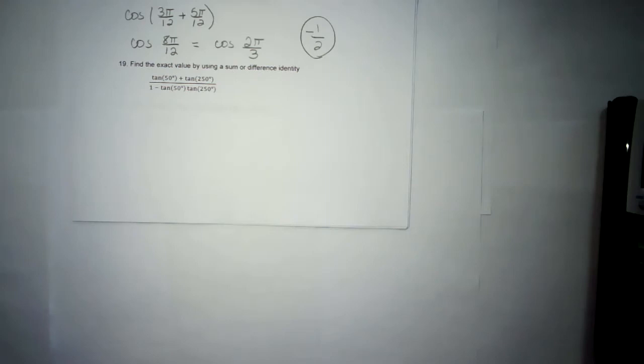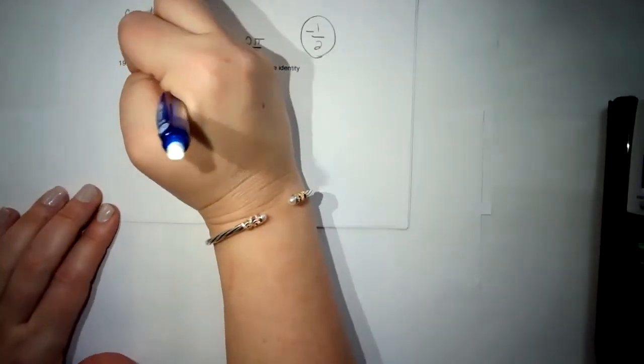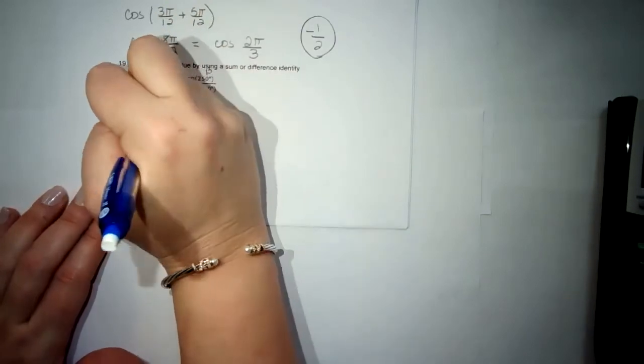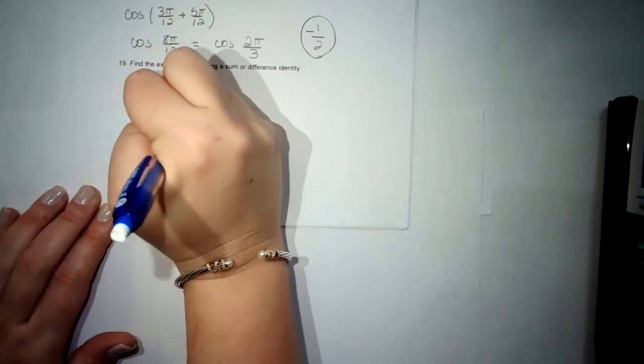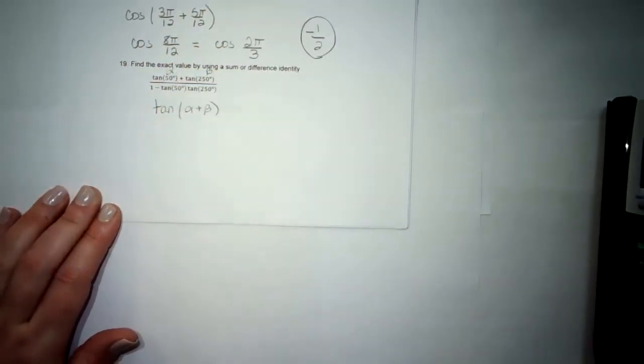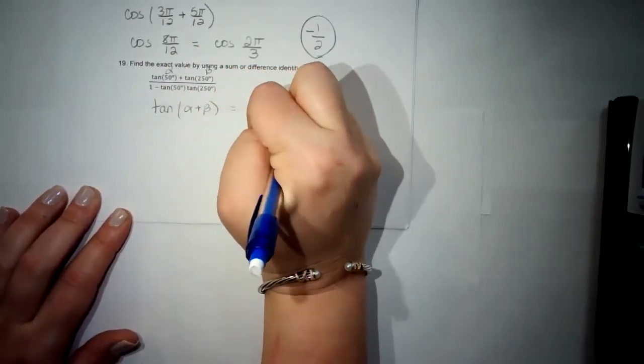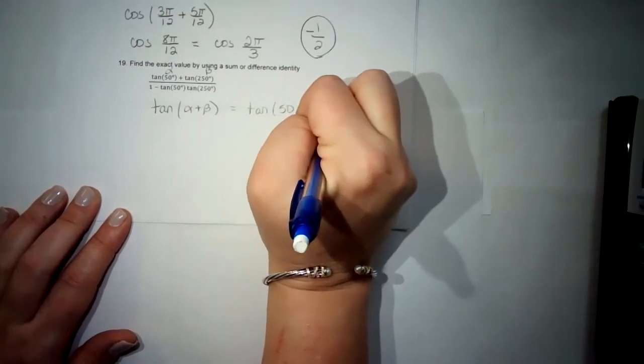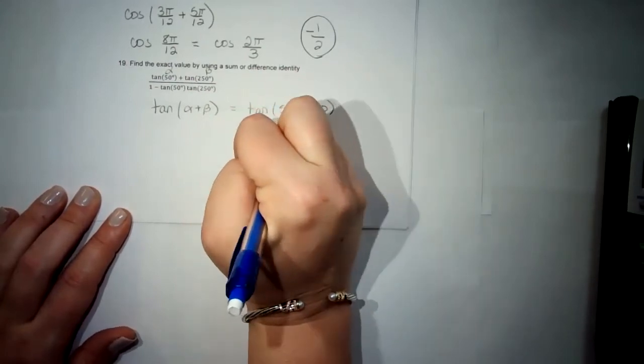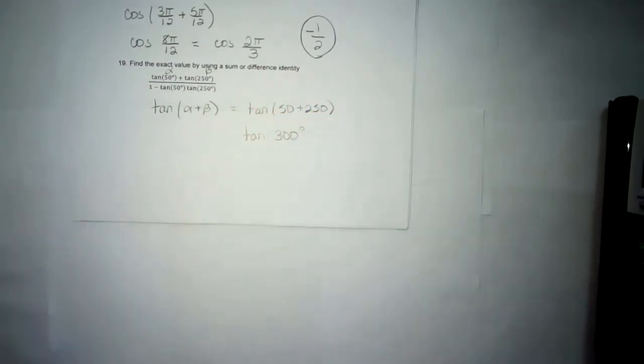So what's my alpha going to be given this? 50. What's my beta going to be? 250. Okay, so my alpha's 50, my beta's 250. My formula says I'm supposed to add them together. So I'm going to have tan of 50 plus 250. I'm looking for the value of tan of 300 degrees.